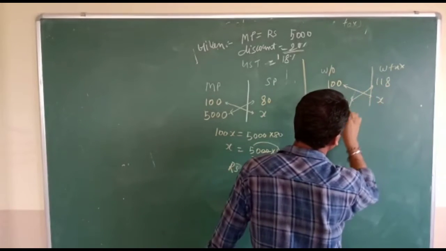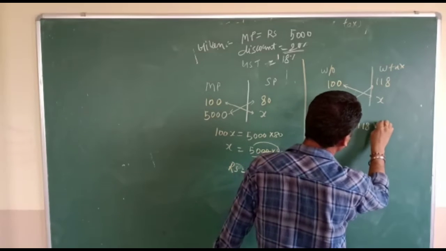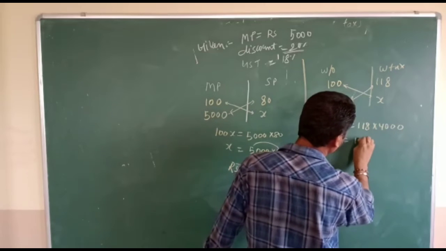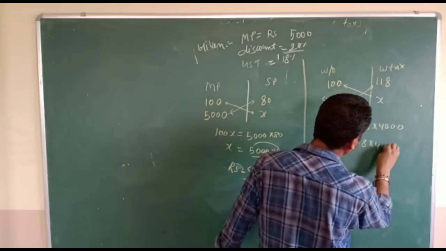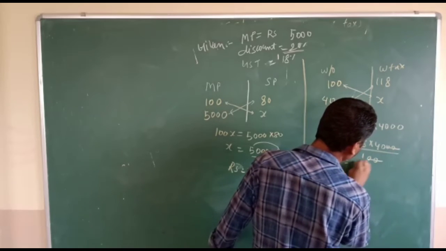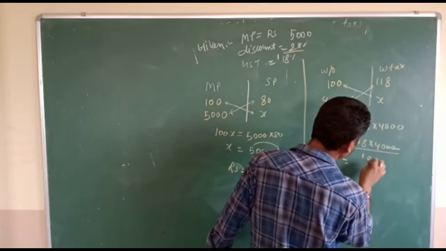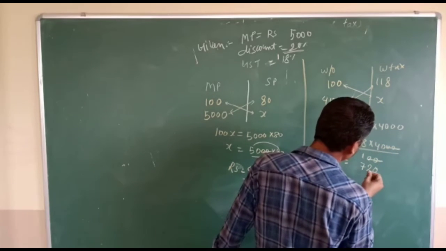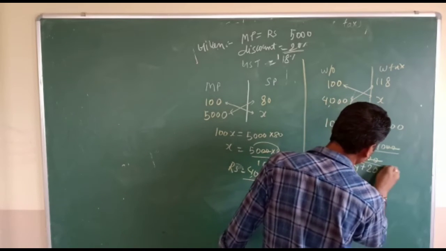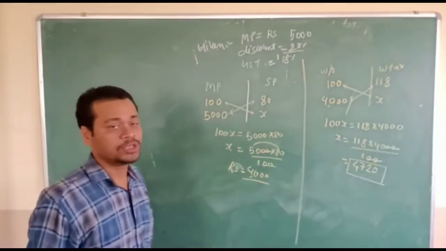So if you do the cross multiplication, 100x equals 118 into 4,000. x equals how much? 118 into 4,000 by 100. 20 will go away, 10 will come. Rupees 4,720. This much is the money which you need to pay with tax.